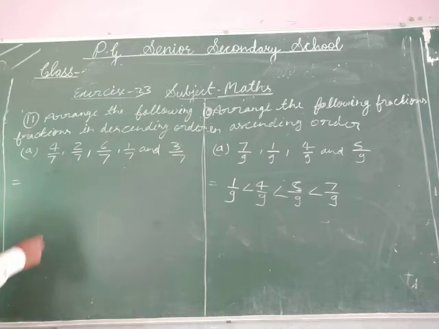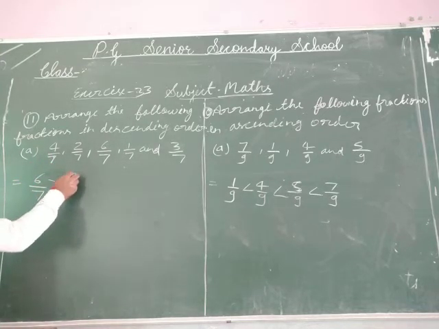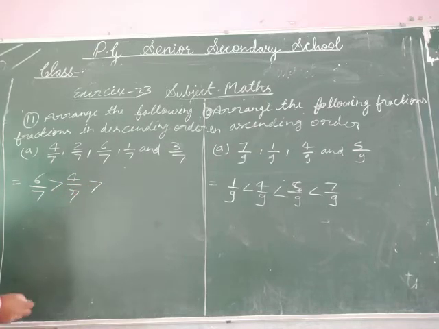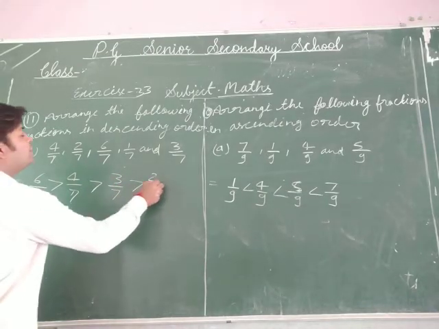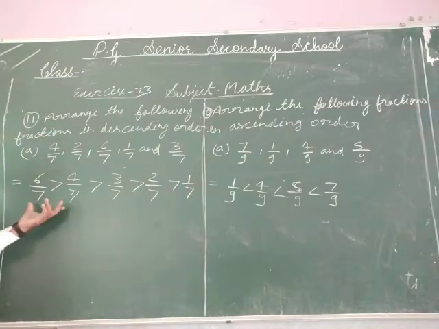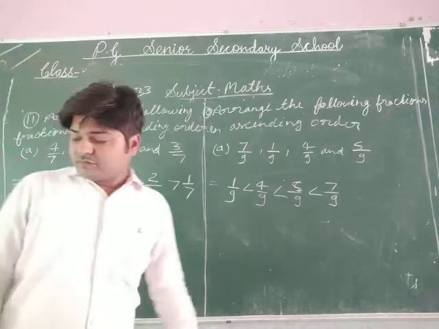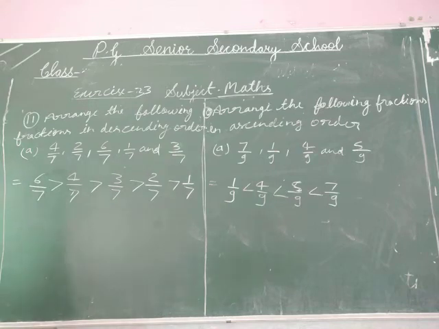So 6 upon 7. Firstly, 6 upon 7 is greater. Then 4 upon 7, then 3 upon 7, then 2 upon 7, then 1 upon 7. So like this you have to write in your fair copy. This symbol should be in your fair copy. Okay. So like this you can solve exercise 33 in your fair copy. Now I am going to tell you exercise 34.